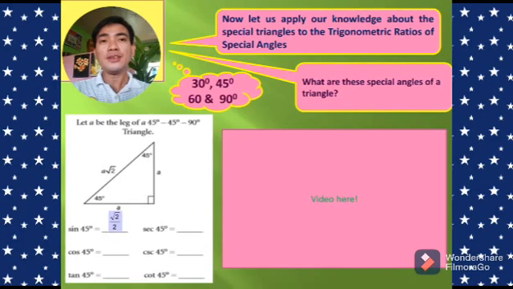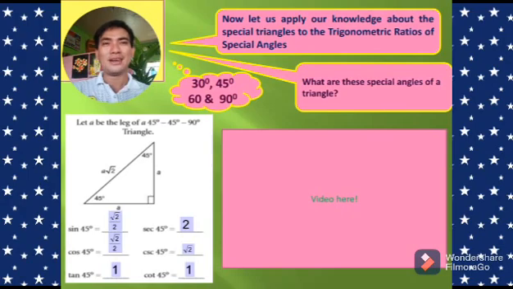So sine 45 therefore is square root of 2 over 2. Cosine 45 is square root of 2 over 2. Tangent 45 is equal to 1. Secant 45 is equal to 2. Cosecant 45 is equal to square root of 2. And cotangent 45 is equal to 1. Are there questions?